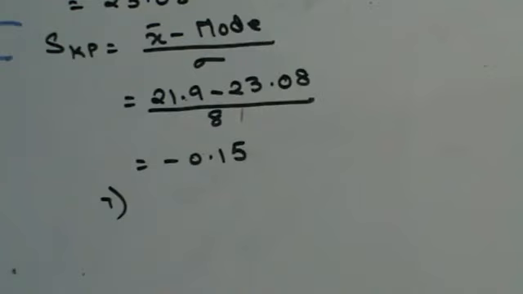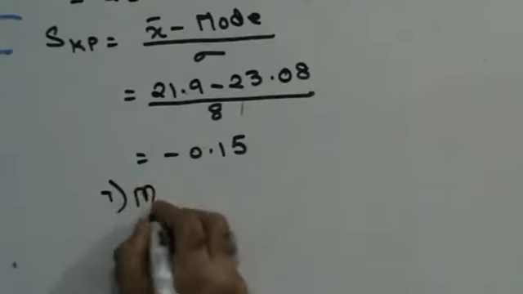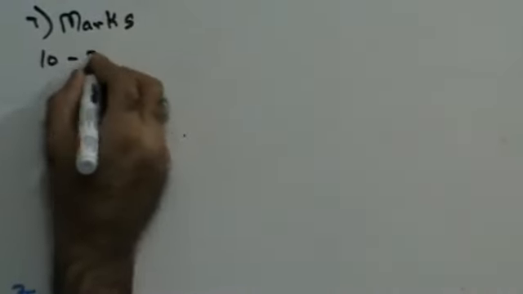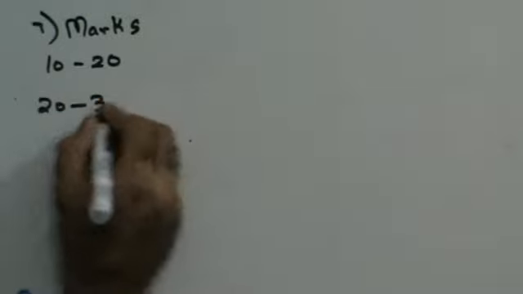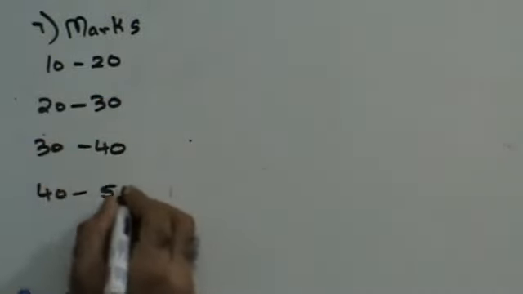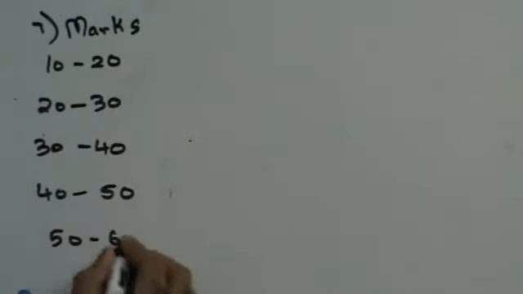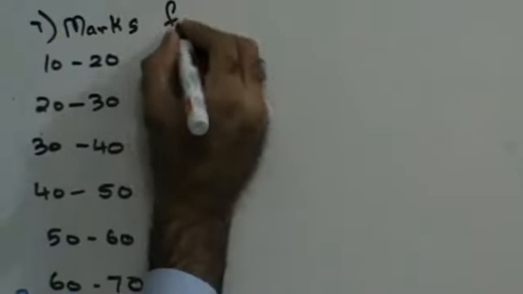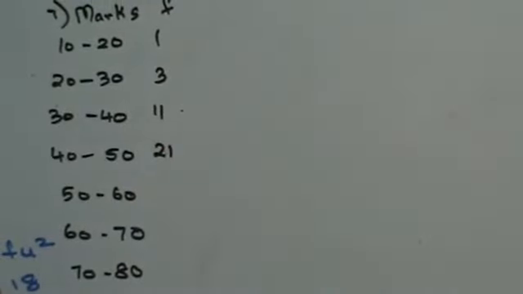Next, take down the next sum please. Find out Bowley's coefficient of skewness for the following data. Frequency: 1, 3, 11, 21, 43, 32, 9.